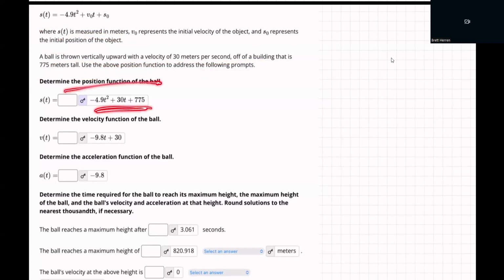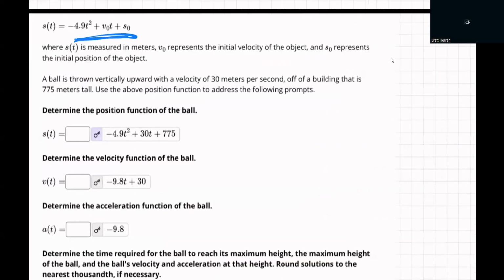Determine the position function. Okay, well, how do we do this? It's basically just grabbing this function right here, but filling in the V0. What's V0? Well, 30 meters per second. So that becomes 30. That's the 30 right there. And the S0, what's that? That's 775, because that's how high up the ball was at the start. They were up on some big building, right?